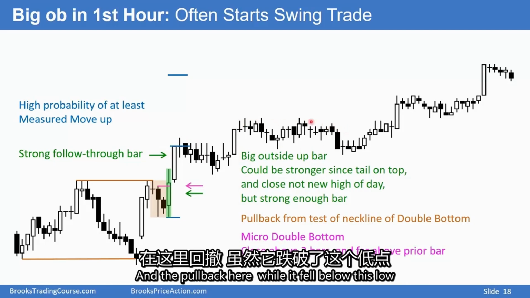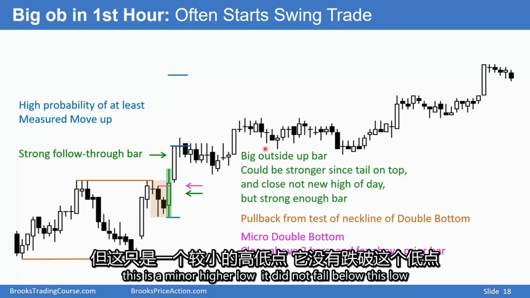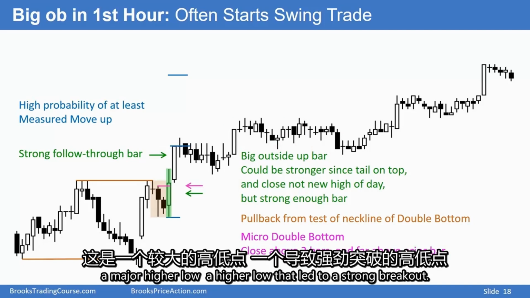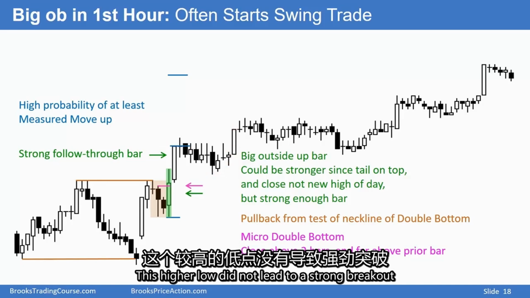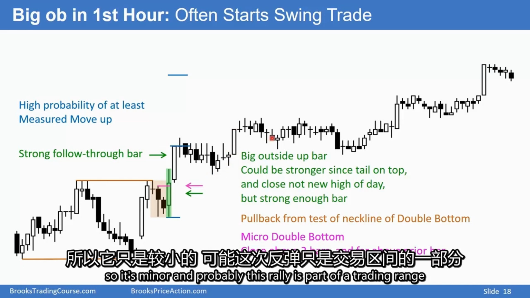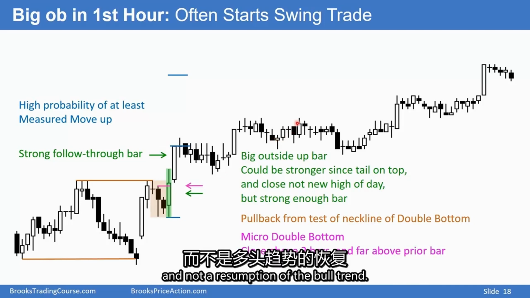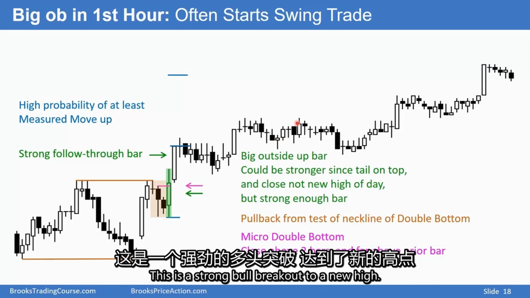The same right here, another tight trading range, but no clear top. And the pullback here, while it fell below this low, this is a minor higher low, it did not fall below this low, a major higher low, a higher low that led to a strong breakout. This higher low did not lead to a strong breakout, so it's minor, and probably this rally is part of a trading range and not a resumption of the bull trend.